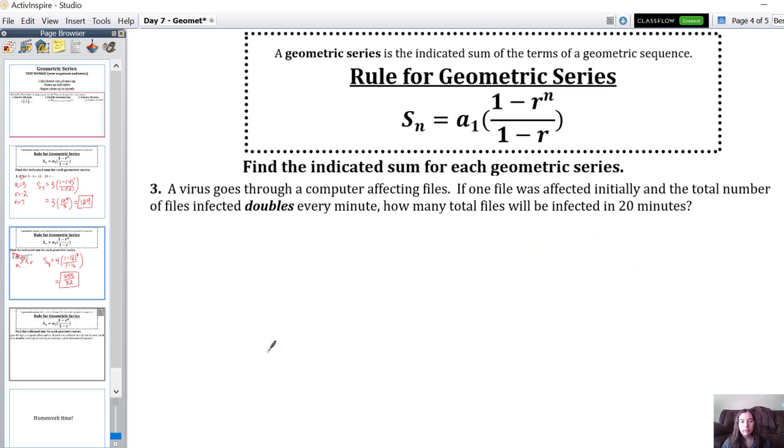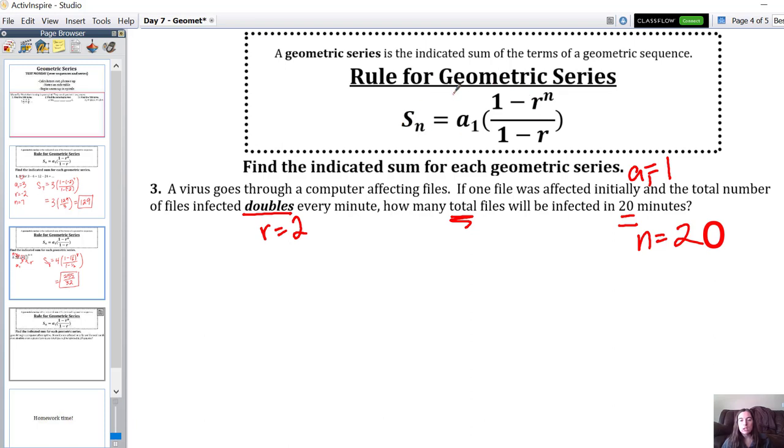Here we've got a word problem. A virus goes through a computer affecting files. If one file was affected initially, so that's our a sub 1, that was one file, and the total number of files infected doubles, that means as we're going from one number to the next, we're multiplying by 2. How many total files will be infected in 20 minutes? So here n is 20.